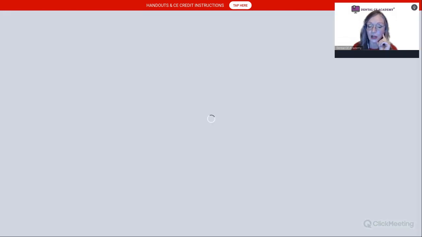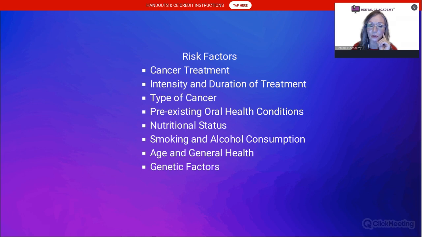All right, so let's talk about risk factors here. Risk factors, of course, cancer treatment being one of them. Intensity and duration of the treatment, the type of cancer, pre-existing oral health conditions, nutritional status, smoking and alcohol consumption, age and general health, and genetic factors.